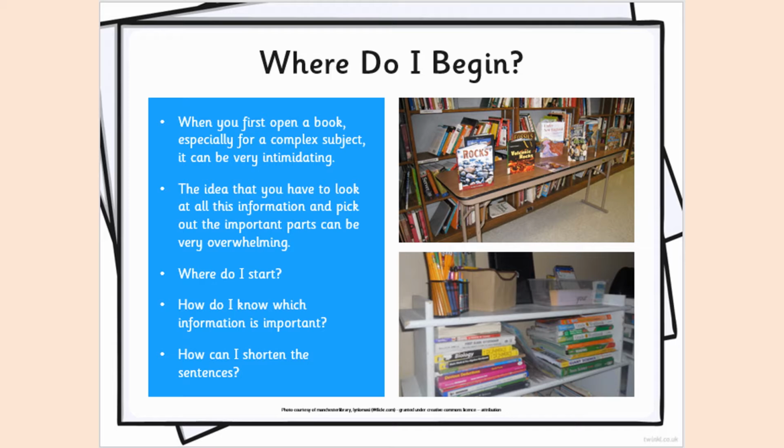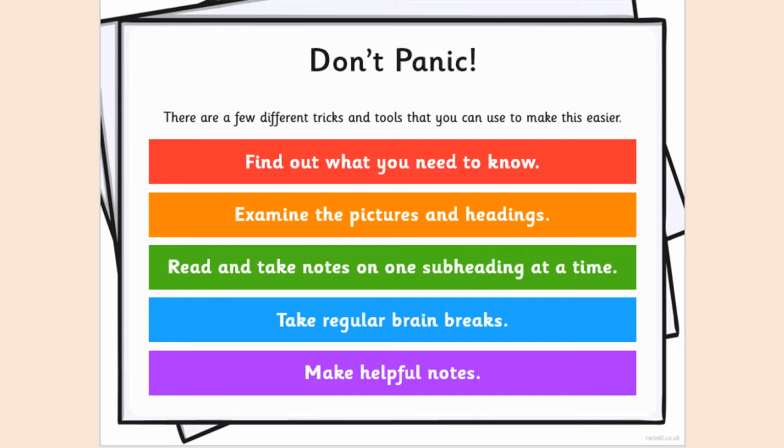So when you first open a book, especially if the subject is very complex, it can be very intimidating and you may not know where to start with. So the idea that you have to look at all this information and pick out the important parts can sometimes be overwhelming. So you have to think, where do you start? How do you know which information is important? And how can you shorten some of the sentences when you're taking notes? So there are a few different tricks and tools that can help you make this easier for you.